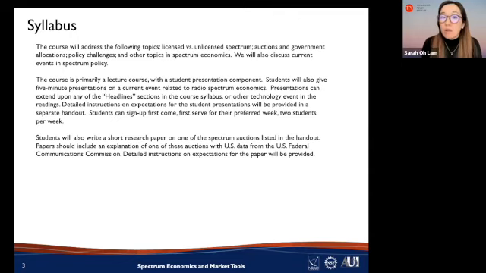And so the focus will be on what we know about supply and demand and how to value licenses. This is primarily a lecture course with a student presentation component. Students will also give 5-minute presentations on a current event. Presentations will extend upon headlines. So there are a lot of events in the news that you can talk about in your presentation, and I'll talk a little bit more about what that looks like. They're 5-minute short presentations, and it'll give you experience in doing research and then doing that to present to others.